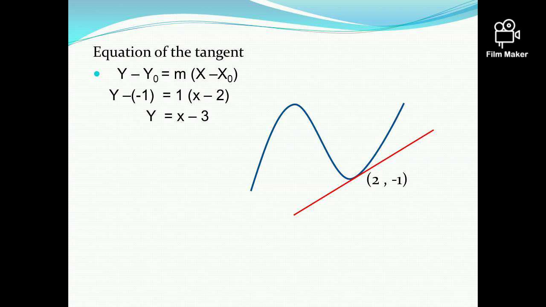Now if you substitute the coordinate 2, minus 1 and the gradient 1 into the equation y minus y naught equals gradient times (x minus x naught), you should receive the answer y equals x minus 3. Then that would be the equation of the tangent.